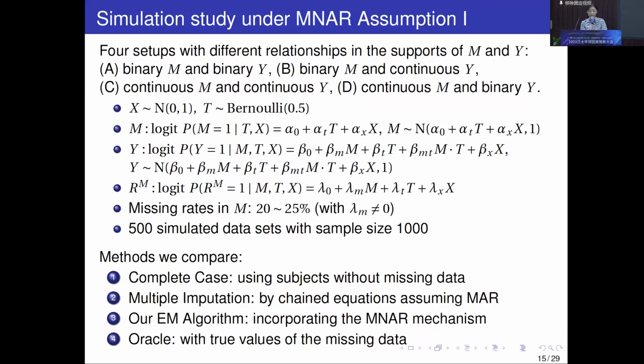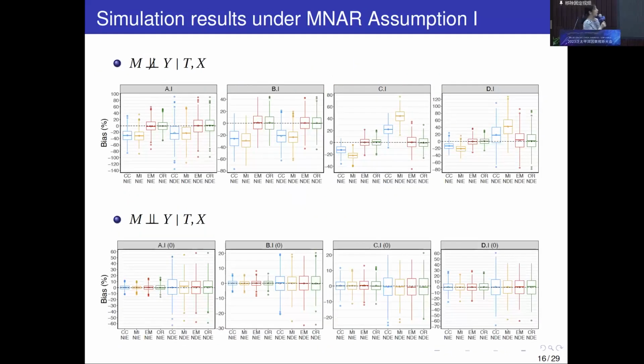Given the time constraint, I'm not going to talk about the details of the results, because when you have the completeness condition, all the results are as expected. Our method incorporating the MNAR mechanism performs as well as the Oracle one, except that it has a slightly larger standard error. But the multiple imputation under MAR and complete case analysis all have substantial biases.